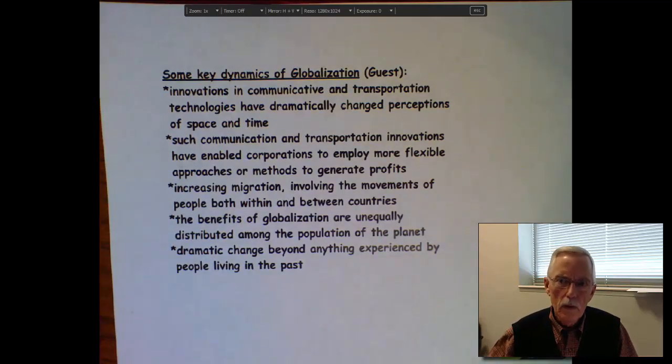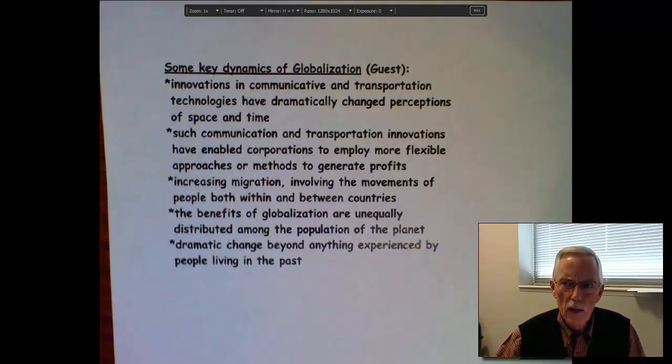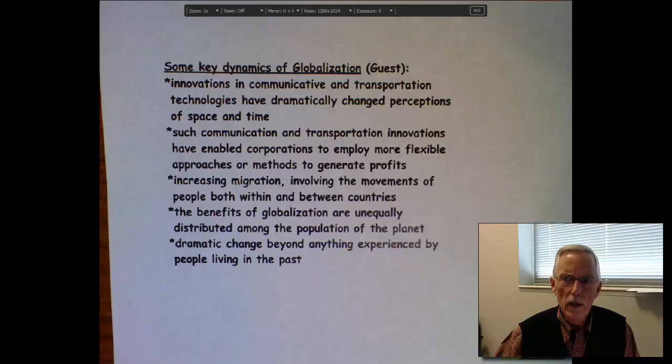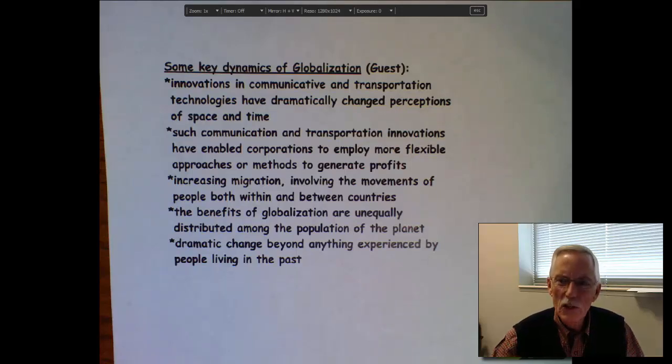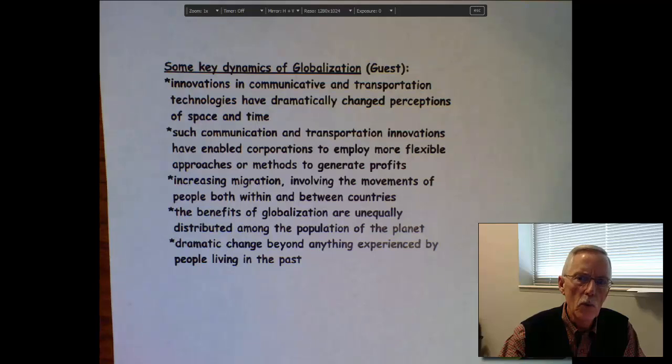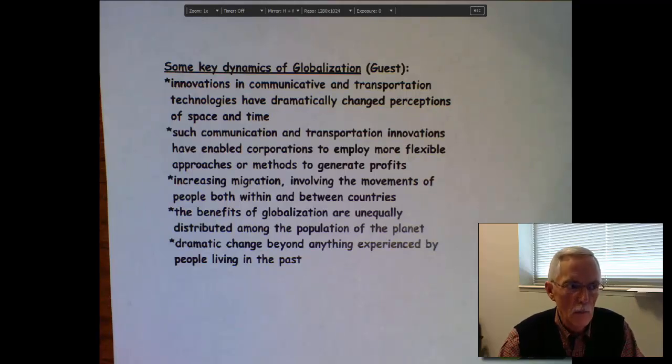In addition, you want to note that these communication and technology innovations have allowed corporations to employ much more flexible approaches or methods to generate profits. Particularly, it's enabled them, in many respects, to engage in activities that are really going to enhance their profit margins. A good example of this is, of course, outsourcing, moving the whole operation to another country where the costs of labor are lower and where there are perhaps less restrictive environmental guidelines, rules, or laws.